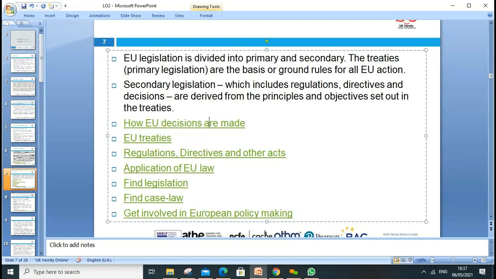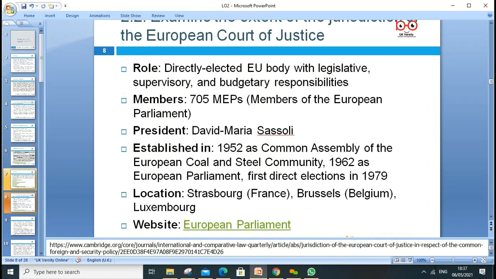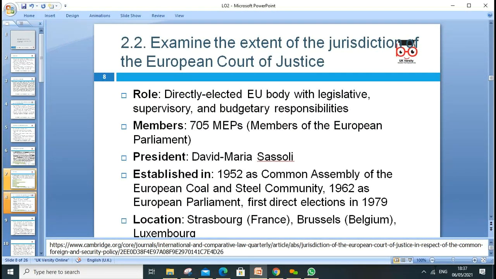EU treaties, regulations, directives, application of EU laws, finding the legislation, and finding the case laws. These are all links you can click, and that will take you to the link. So that's the key and the policy, and that's all in the secondary. Next, here is a link as well for further reading.